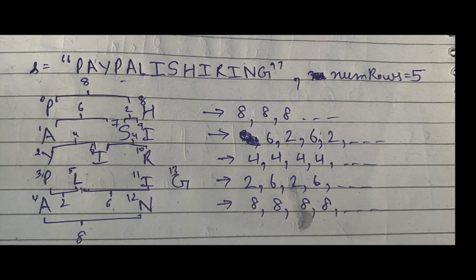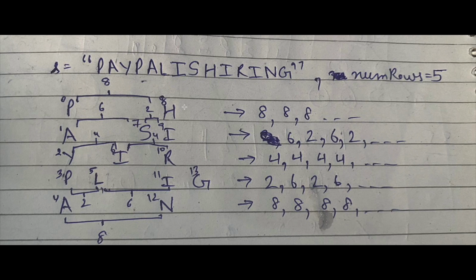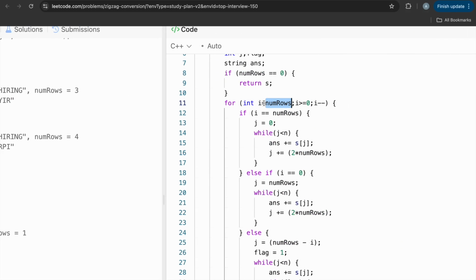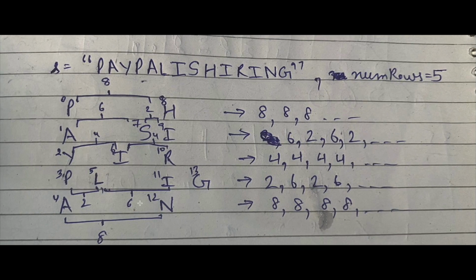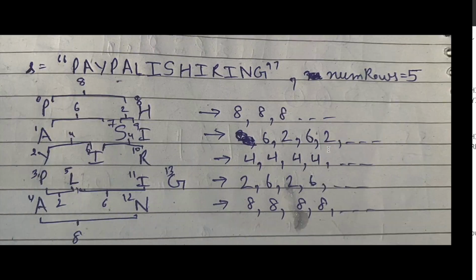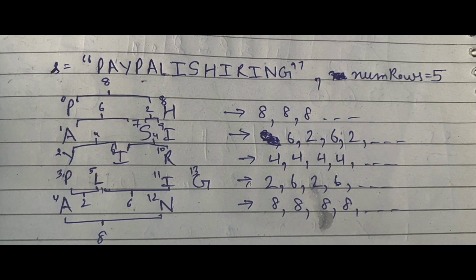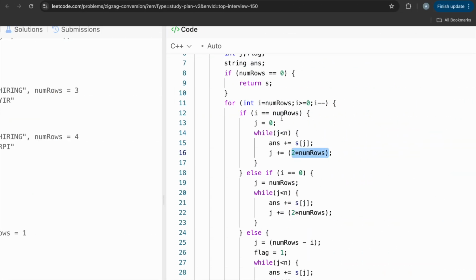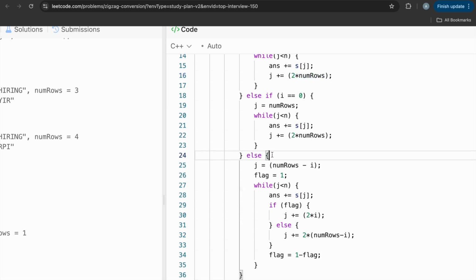We are checking for two special cases: first, when i equals numRows, and second, when i equals 0, which is the last row. In these cases the difference is 2 times numRows, because for 4 it is 8. If it would have been 5, then it would have been 10. So these two cases we will handle separately, and the other cases will come into the else part.